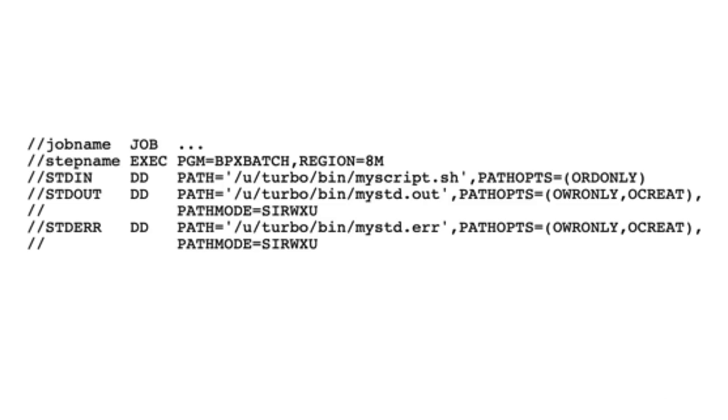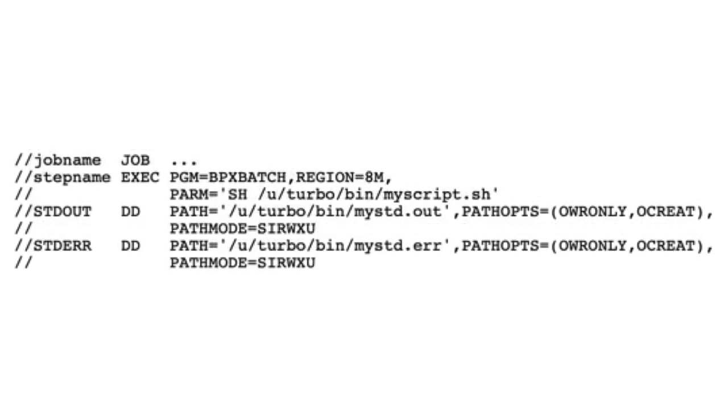You can also run BPXBATCH as a TSO command. Here's one example. The SH tells BPXBATCH to start a shell and run shell commands or scripts. So if you want to run a script and then redirect the output to do something you'd normally type into the shell, that's where you do that.